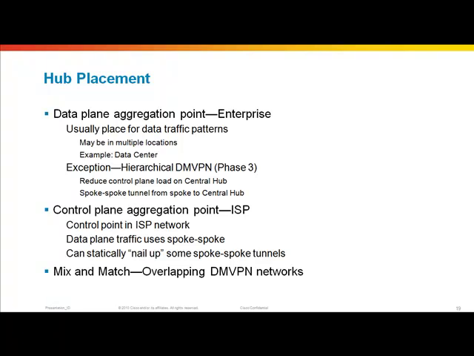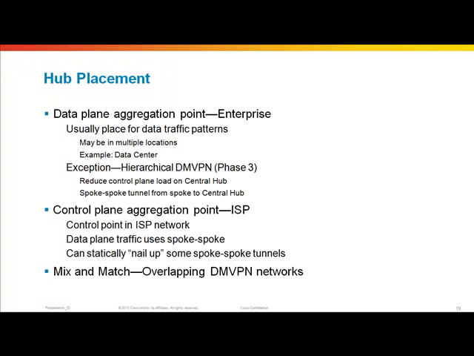It just means that for these style networks, most of the data flow is actually spoke to spoke. And in some cases, if they have a spoke-to-spoke tunnel that's basically up all the time because there's so much data traffic, we can actually under DMVPN manually lock that up so it stays up all the time. So there's many different things you can do.